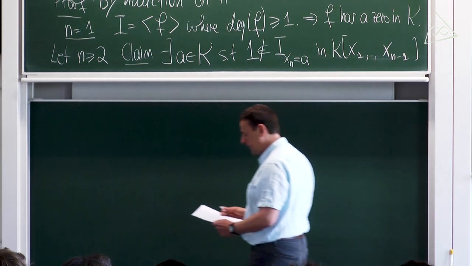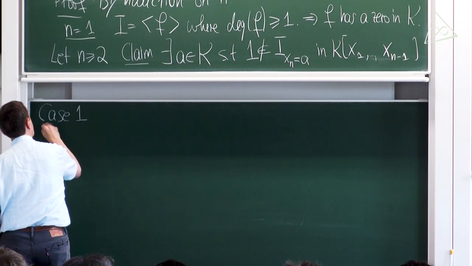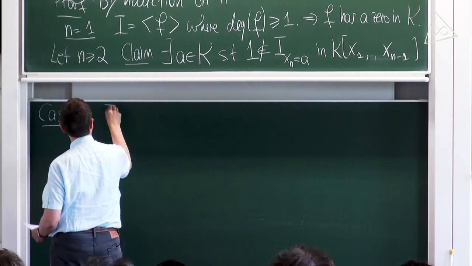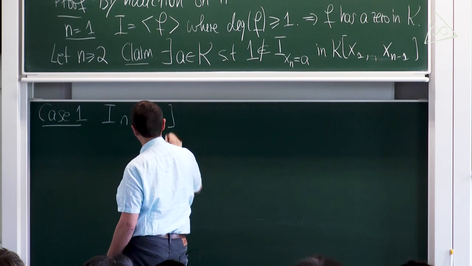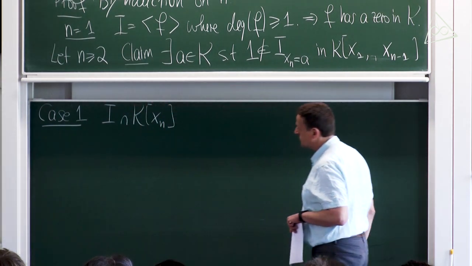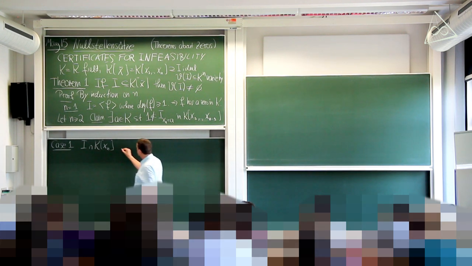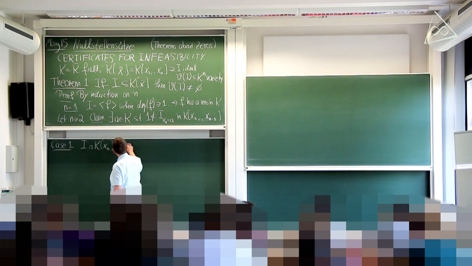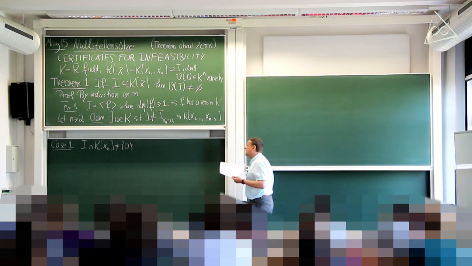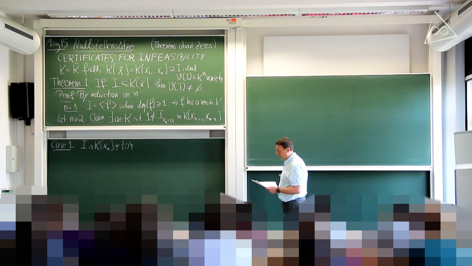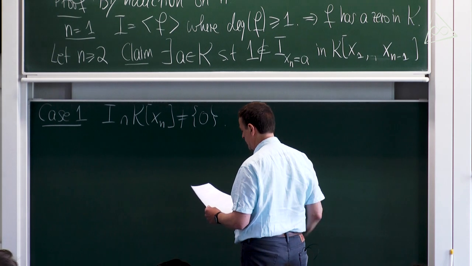So let's prove the claim. There's going to be two cases that we distinguish. The first case is that the elimination ideal, so we're intersecting I just with the polynomial ring in one variable, the last variable xn, is not the zero ideal. So case one is this is not the zero ideal, and case two will be this is the zero ideal. Okay? So let's assume that this is not the zero ideal.